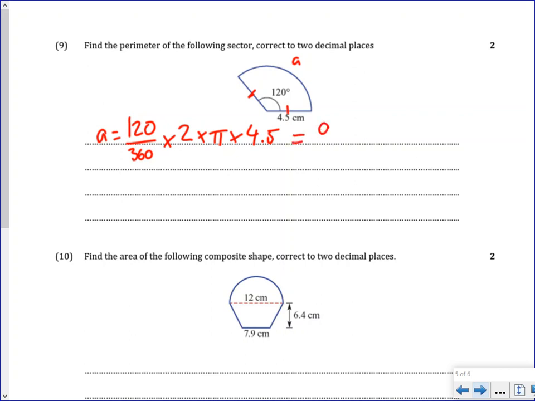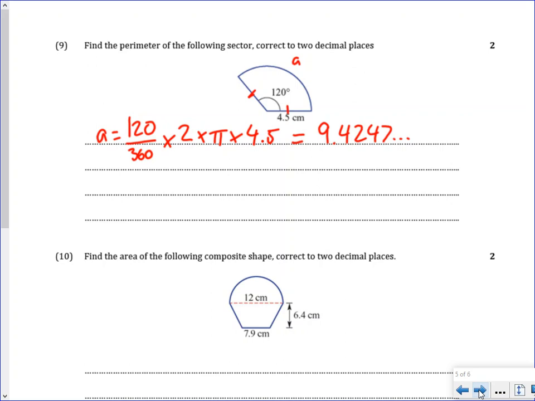So that gives me 9.4247... And remember, I talked about, and trying to make this very clear, we do not want to round until we get to the end of the question. Yes, we've got to round to 2 decimal places, but we do that at the end of the question. So therefore, the whole thing is a perimeter.